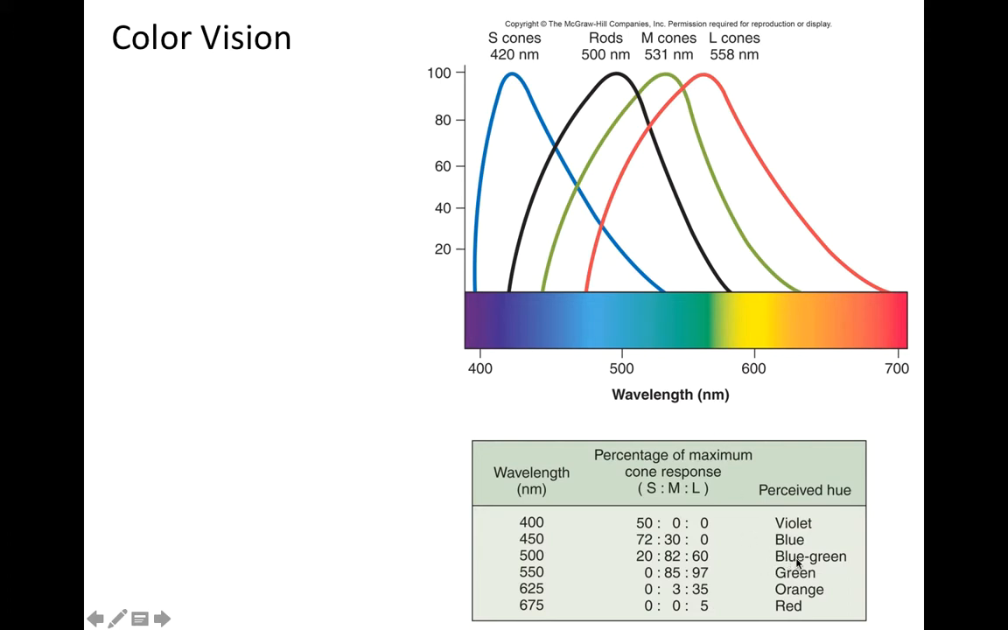Now, if I go to something like blue-green, okay, so somewhere like right in here, that's going to give us about 20% of short, 82% of medium, and about 60% of long. That's how we are able to distinguish these colors. Red, way over here at close to 700 nanometers, is only 5% of your long cones. So how we perceive color is based on how many of each of the short and medium and long cones are responding.